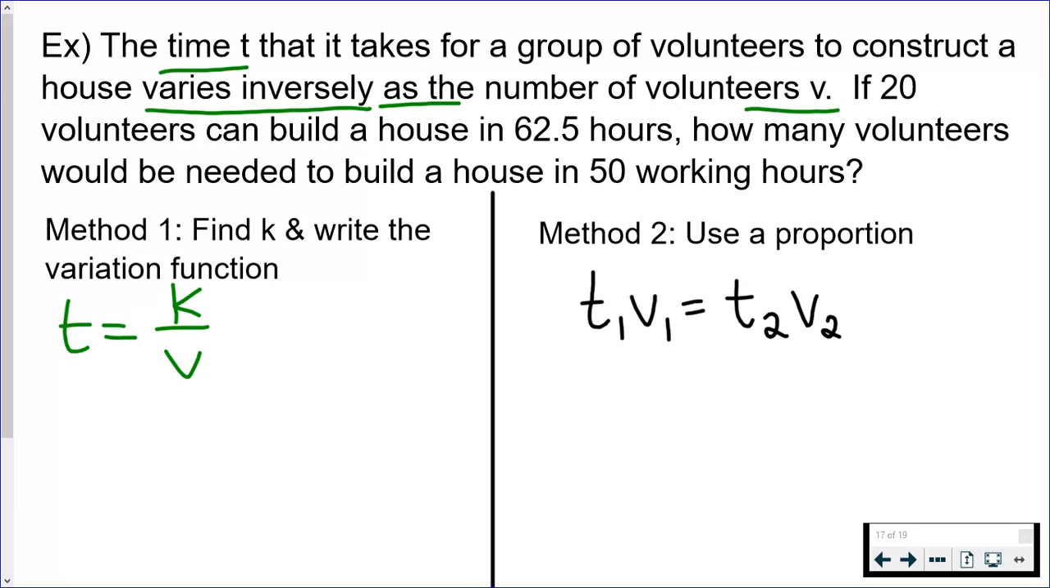If 20 volunteers can build a house in 62.5 hours, how many volunteers would be needed to build a house in 50 hours? So the 20 and the 62.5 go together. Please don't start jumbling numbers. The 20 volunteers take 62.5 hours, so those must be plugged in together, not with anything else. I'm going to use those two numbers to figure out K.